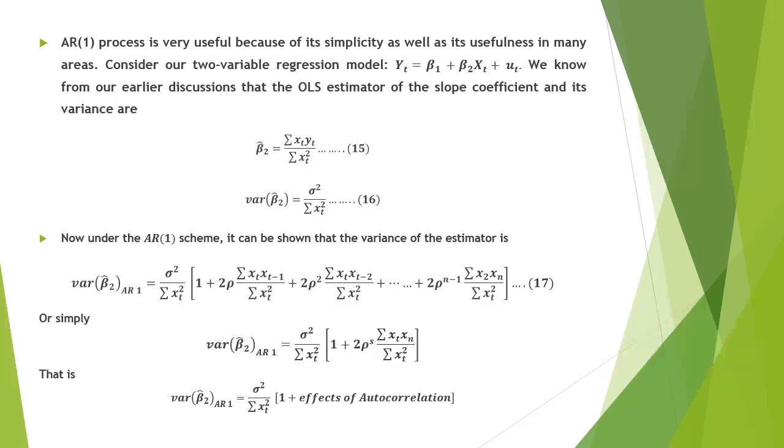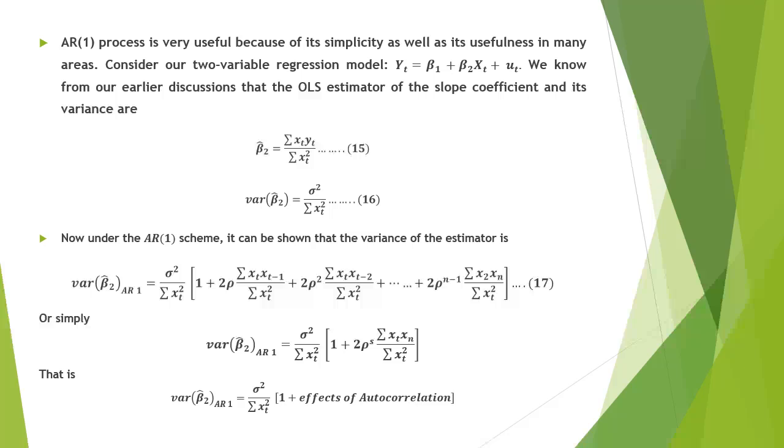Now under the autoregressive of order 1 scheme, it can be shown that the slope coefficient, beta 2 hat, remains the same because we are computing it from x and y only. But the variance of beta 2 hat under the AR1 scheme is obtained by multiplying the variance of beta 2 hat under the ordinary least squares method by an additional term which captures the effects of autocorrelation.